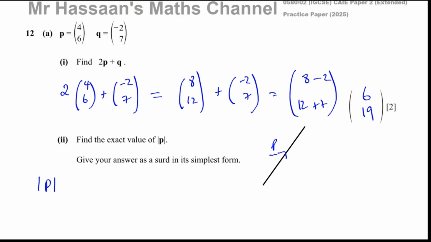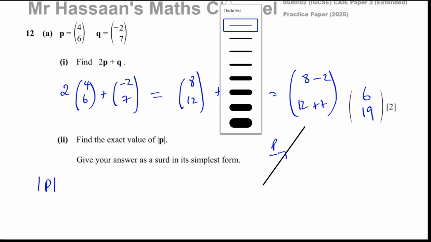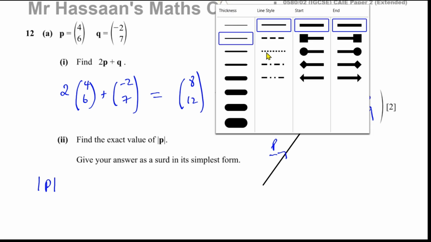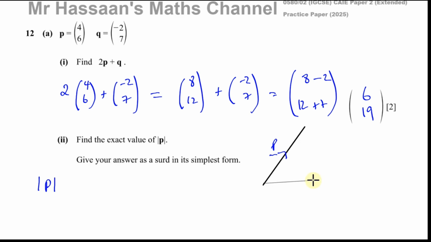So we go 4 to the right, and we go 6 up. So we're going to go 4 to the right and 6 up. It's a bit out of place there. Let me put it back here. Okay, good.